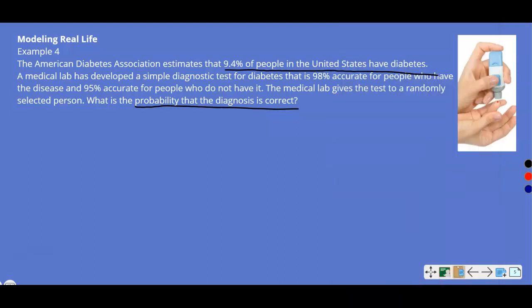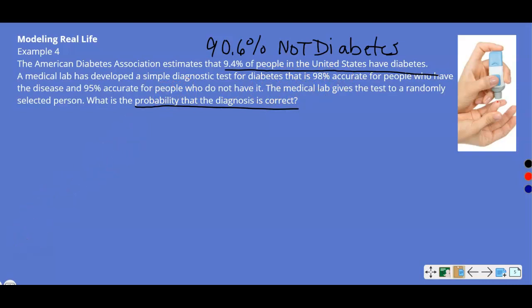So 90.6% do not have diabetes. 90.6% do not, 9.4% do have it. Together that equals 100%. So we're looking at the people who do have diabetes and do not. We can think of those as complements. Those events are complements. We discussed complements in one of the previous sections. And then for each one of those, we're going to look at whether the results are accurate or not accurate.